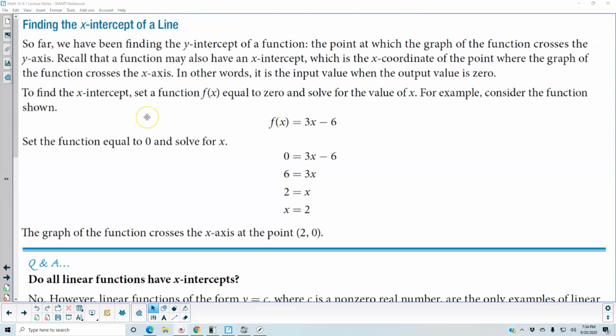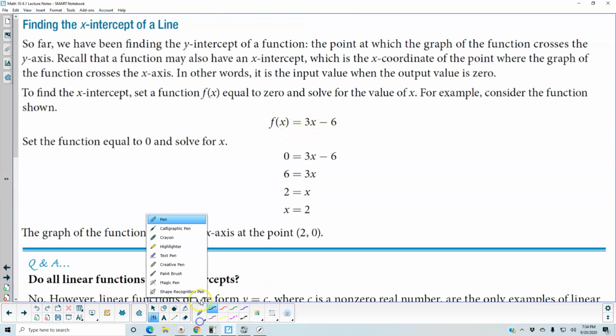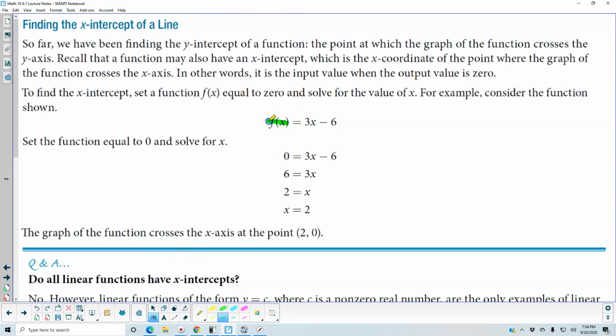To find the x-intercept, we set a function f of x equal to 0 and solve for the value of x. So for example, we're going to consider the function shown, f of x, which is equal to 3x minus 6. And so what we're doing here is we're going to replace this f of x with 0.